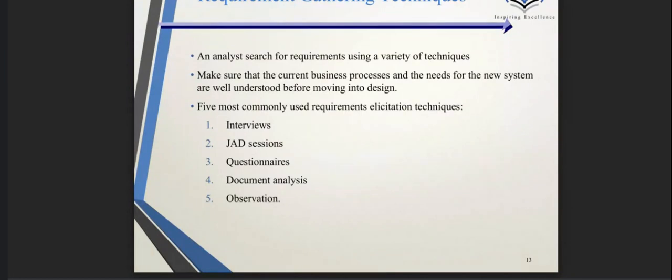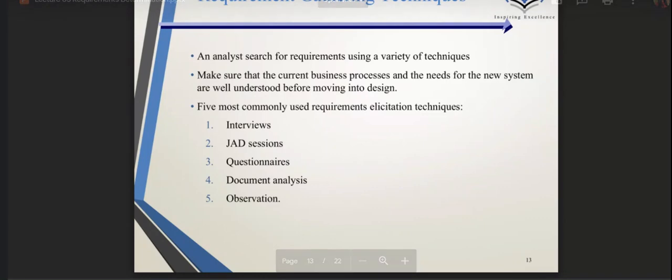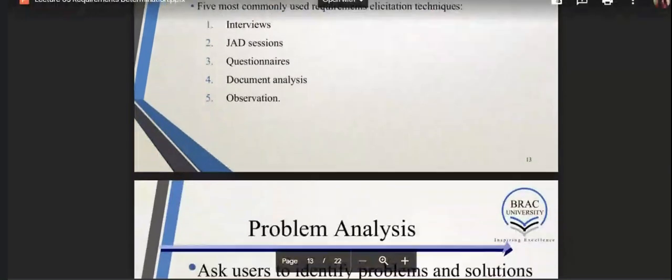Then you can run a joint application development session, or in short JAD sessions, where maybe the sponsor, the facilitator, and the users sit together and discuss. It will be more like a workshop where they discuss what the requirements of your system should be. Then you can have questionnaires, you can analyze different documents, and even through observation you can gather requirements. All right, so these are some common requirement gathering tactics.